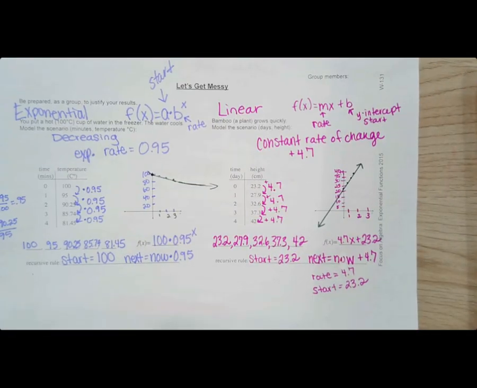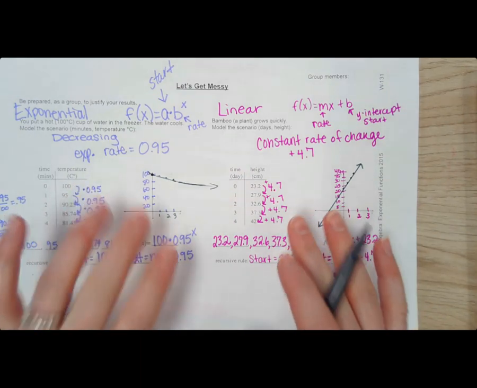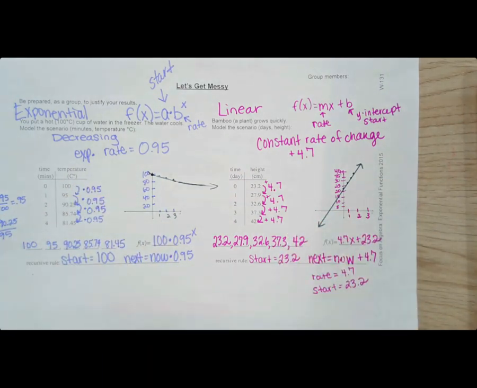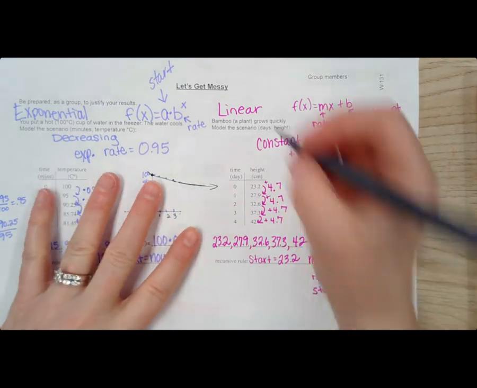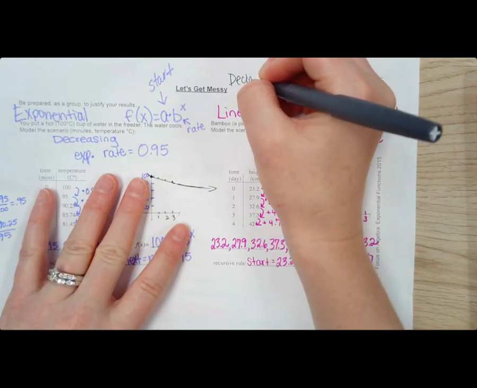Why do you think this was called Let's Get Messy? Talking about the bamboo. Because it's messy. What makes these problems more messy than what we... Decimals. Decimals, yeah.